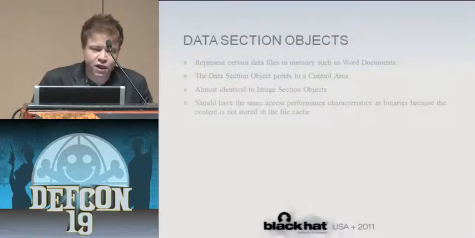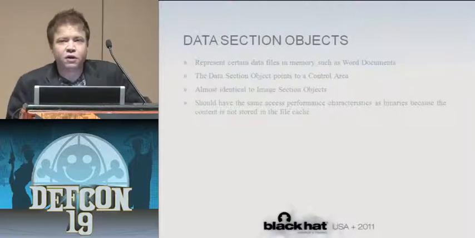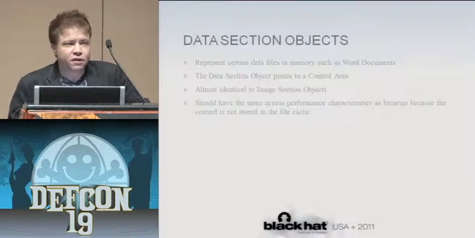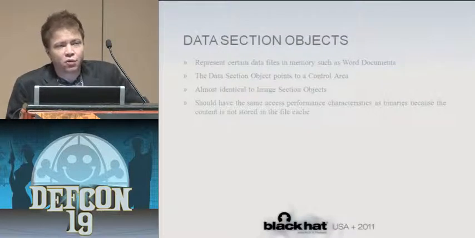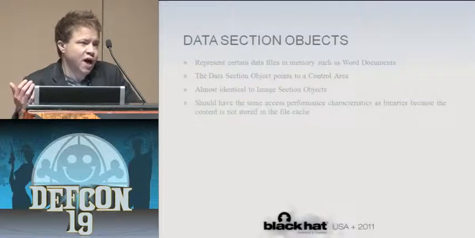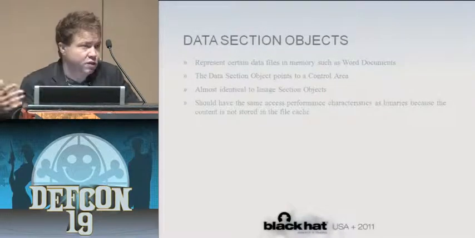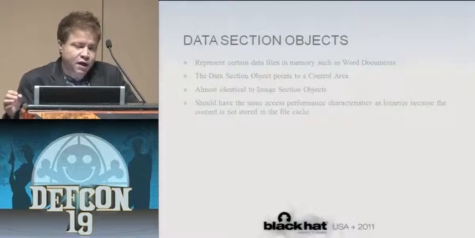Now, data section objects, they represent data files in memory. I'm not sure what types of files load themselves as a data section object. I know that PDFs don't, but Word documents do. So if you're loading up Microsoft Office documents, they're going to look like a data section object in memory. That structure actually is exactly like an image section object, besides a few sanity checks that don't work in this case.